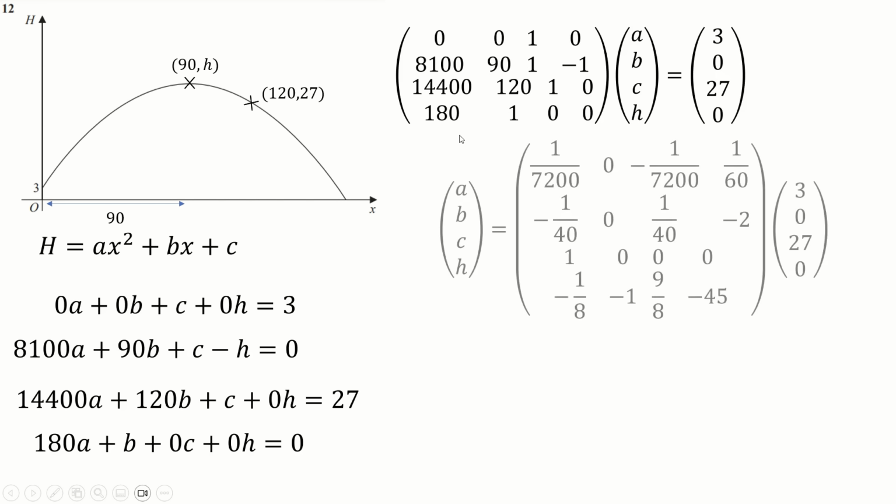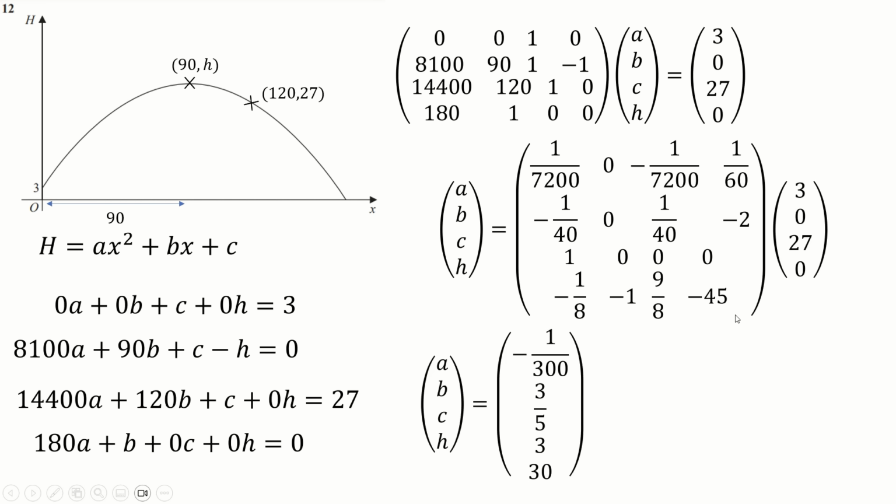Use the calculator to find the inverse matrix, which it can do for 4x4s. So I've just inverted this matrix, put it here, and now expand everything out, and we get a, b, c, and h like this. So our quadratic is just the coefficients with these three things, and then the maximum height is 30, and we answer the whole question.